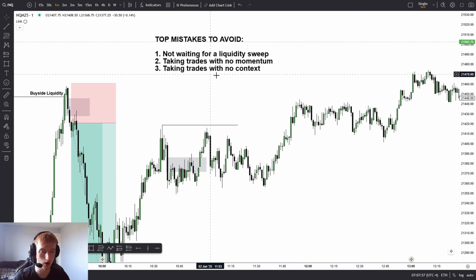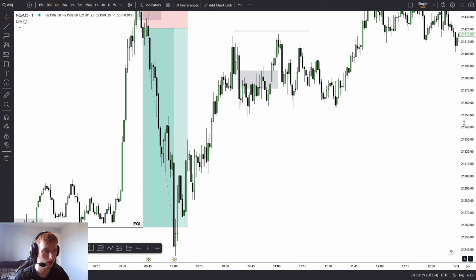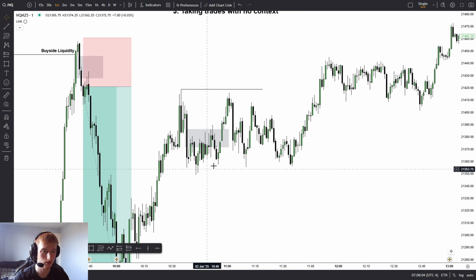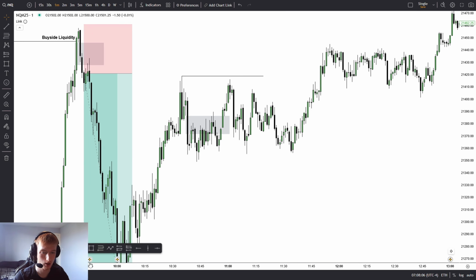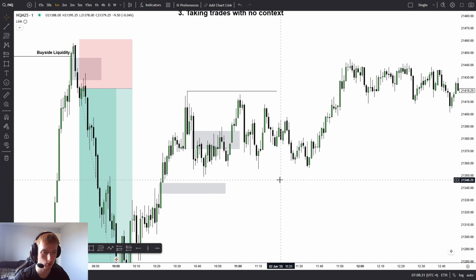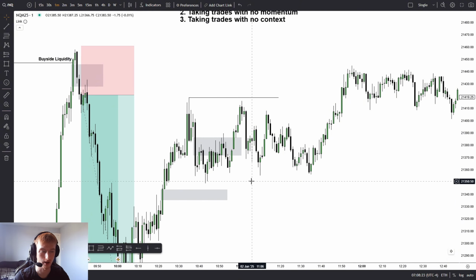Taking trades with absolutely no context. So, if you look at this, are we delivering from anything here? No. Is there a fair value gap here? No. Would it be better if we came down, so say if this wick here, we came down to there? Yeah, because we'd have been delivering from this fair value gap. But without this there, is there any context to this trade? No, we've not swept liquidity. We're not delivering from a fair value gap.